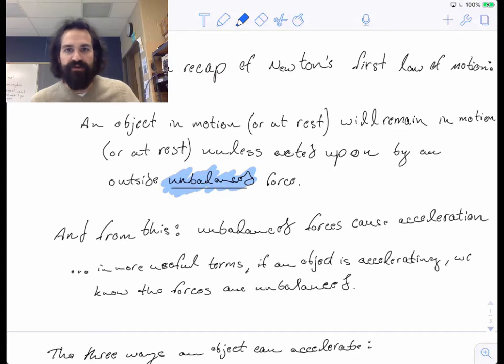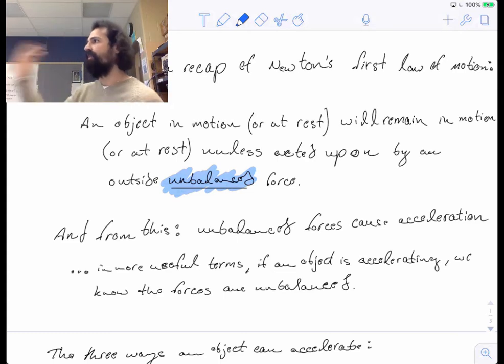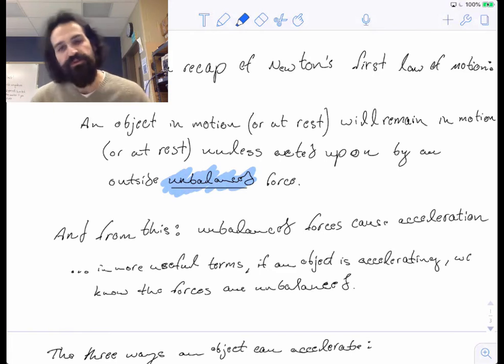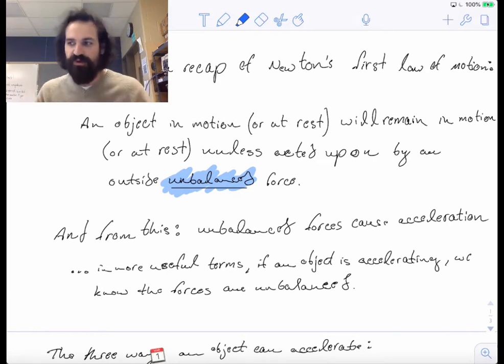And because unbalanced forces cause acceleration, we can use it more effectively by switching around and saying, if we can observe that an object is accelerating, we know that the forces acting on it aren't balanced. And then we can really start to dissect the problem. So if you ever see a situation, your first thought should be, is it accelerating, or is it maintaining the same state of motion, whether it be at rest or in motion at a set speed?